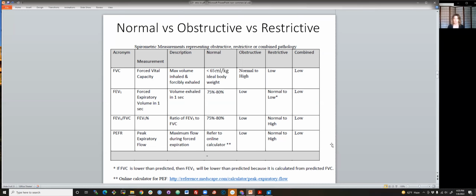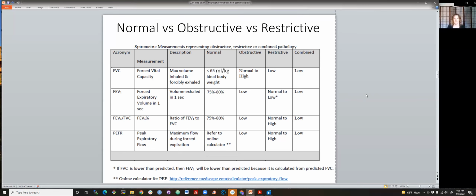Now, when we think about normal, of course, it's always based on ideal body weight and structure and gender, sex, etc. But in this situation, we'll just use 65, that should be milliliters, excuse me, I'll fix that. That should be 65 milliliters per kilogram of ideal body weight. So just keep note that this is 65 milliliters per kilogram of ideal body weight, not 65 milligrams.